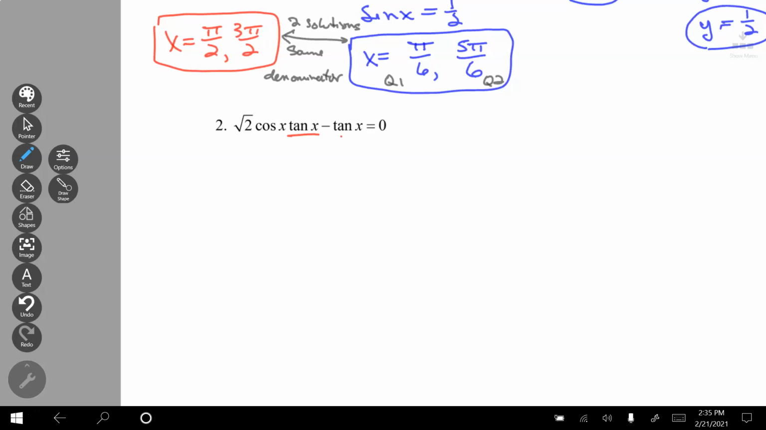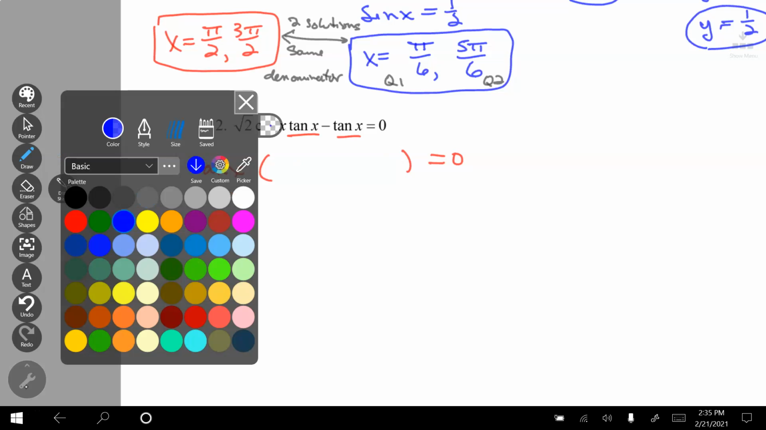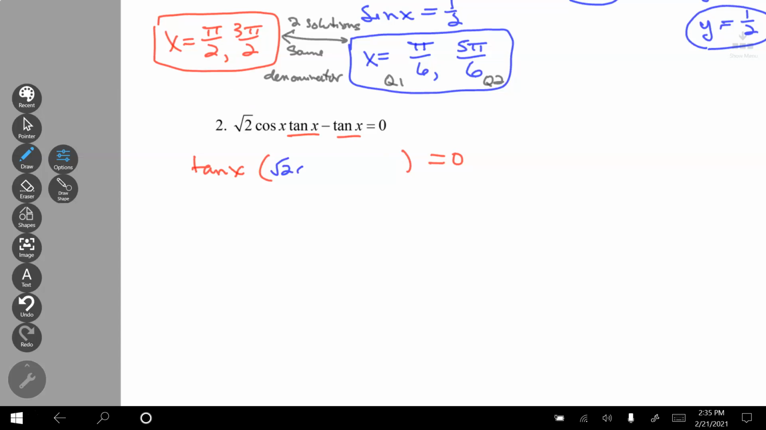Again, what do they have in common? Tangent of x. I take tangent of x out. And what's left inside? Radical 2 cosine of x. Don't forget your minus 1. I can set this equal to 0. I'm going to add 1 divided by radical 2. And 1 over radical 2 is the same thing as radical 2 over 2.